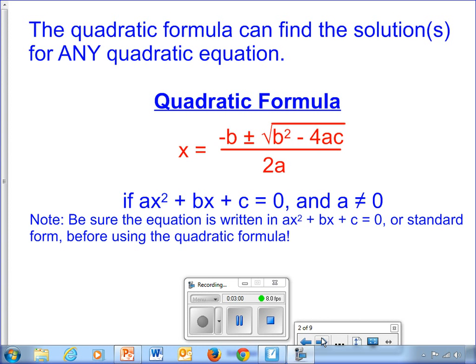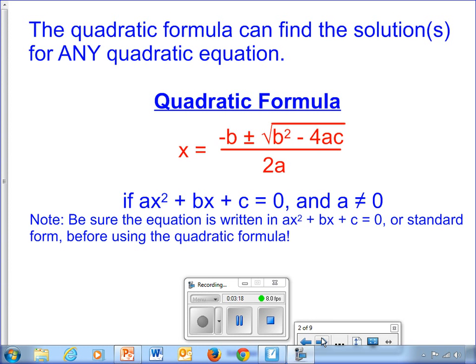X equals, here we go, negative b plus or minus square root of b squared minus 4ac all over 2a, all over 2a.